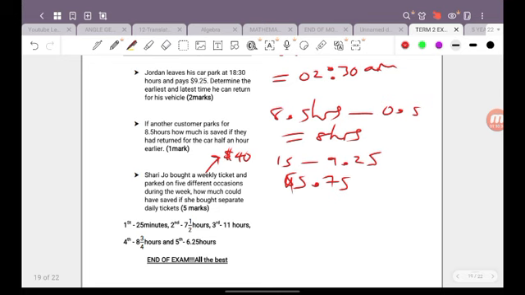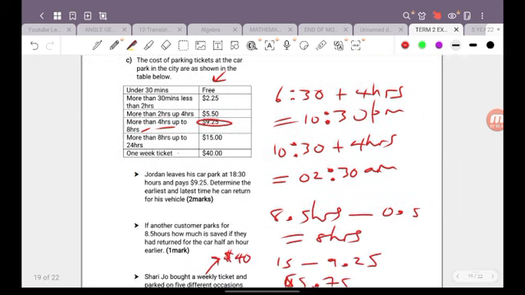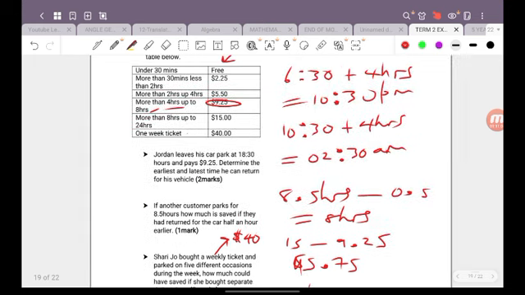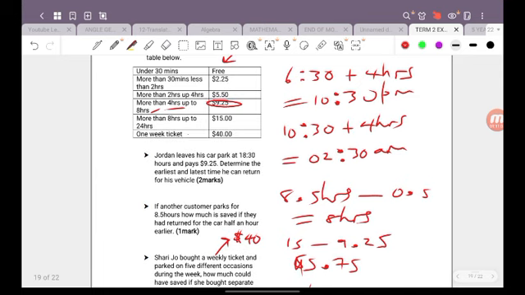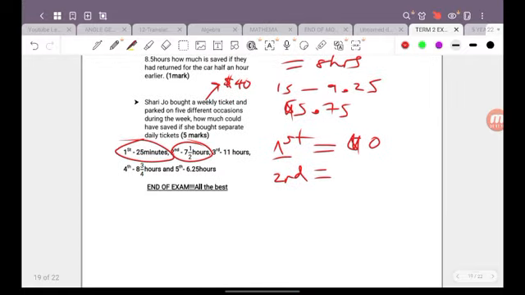So for the first time she parked for 25 minutes. But remember, on the table, they say if you park under 30 minutes, it's going to be for free. So therefore, Shari Joe would not have paid any amount of money for her first parking. She would have paid $0. For 7.5 hours, that's a little under 8 hours, so we already know that for the second parking, Shari Joe would have been charged. Let's check the table. Under 8 hours, up to 8 hours, $9.25. So for the second parking, that's $9.25.